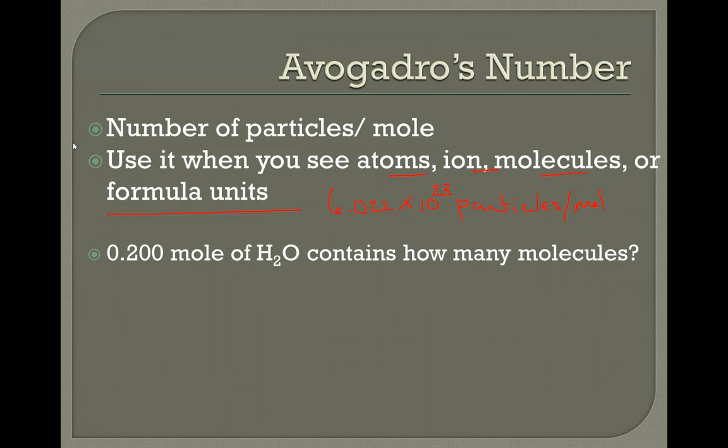You put your number you're trying to convert over 1. We have moles on the top, so we want to put moles on the bottom. Notice it's per mole up here. That means that's how many particles is equal to 1 mole. We're trying to figure out how many molecules there are, so I put 6.022 times 10 to the 23rd molecules on top. So 0.2 times that is 1.20 times 10 to the 23rd molecules.